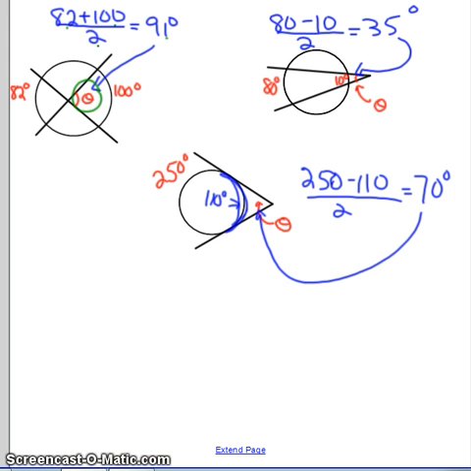In this second problem right here, the intersection occurs outside the circle, so we're going to do the big arc minus the little arc. 80 minus 10 divided by 2 gets us 35 degrees, so this is a 35 degree angle. The third one is a little bit trickier in the fact that we know that the big arc here is identified as 250 degrees. Well, if it's 250 degrees, we'll subtract from 360 and find out that the little arc is 110. So it's 250 minus 110 divided by 2, or 70 degrees.